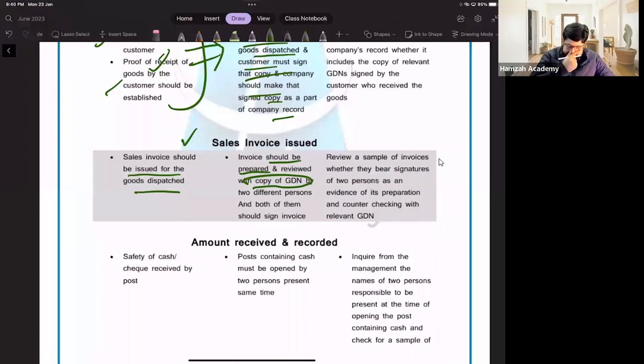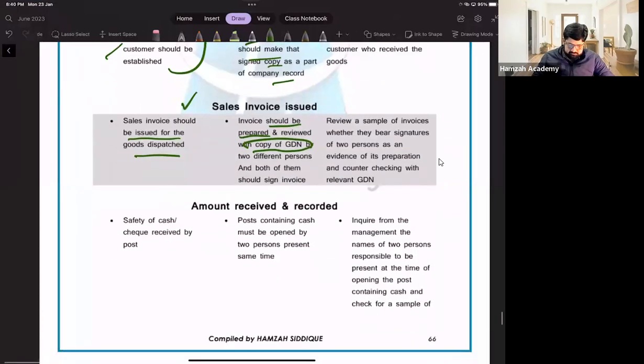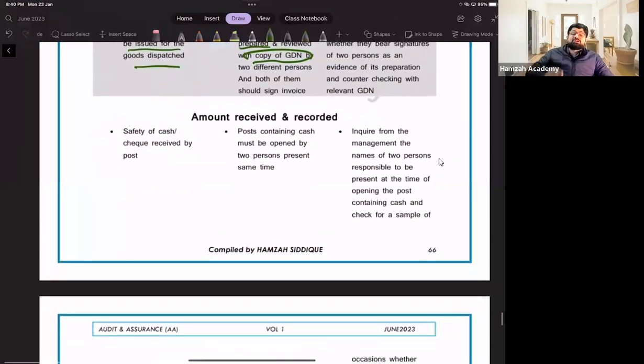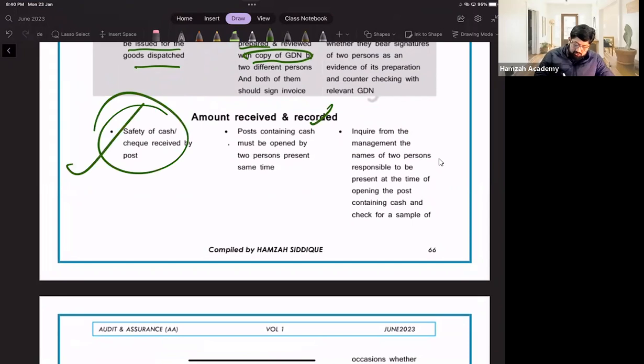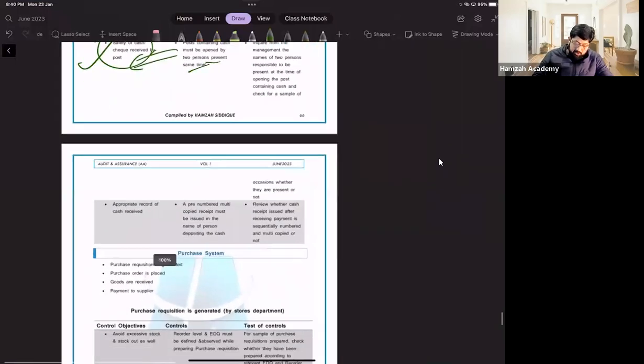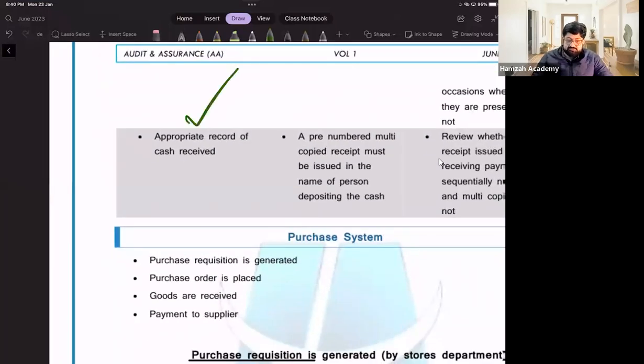Now, students, the customer sends payment, check or cash. Whatever they send, safety should be ensured. How? Two persons present at the same time. They open the check, post, and record it. Next, appropriate record of cash received. Cash received, pocket it? No. A pre-numbered, sequential receipt must be issued in the name of the depositor of the cash.